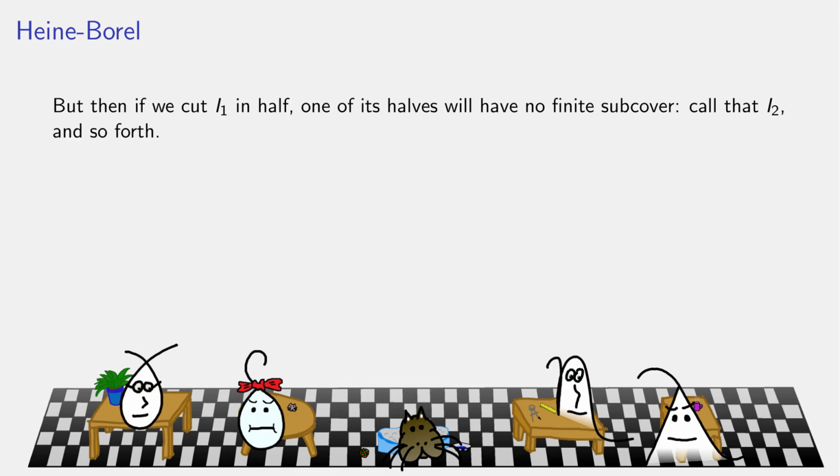So do it again. I'm going to cut whatever bad half I took before and cut it in half. One of those halves will not have a finite subcover. Call it I2. Cut that in half, and one of those halves will not have a finite subcover. Call it I3. Cut that in half, and so forth. I can always cut it in half and find one of the two halves, maybe both, but at least one, that doesn't have a finite subcover from our original collection U alpha.